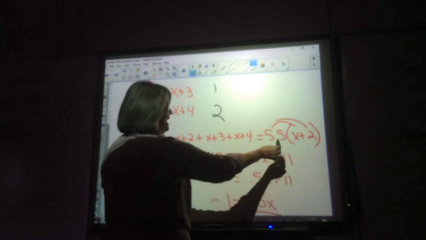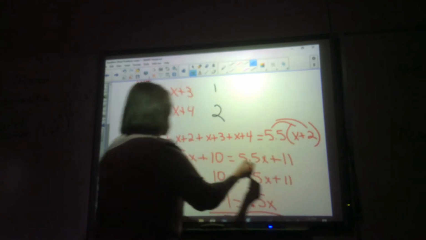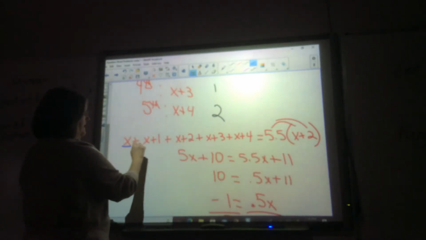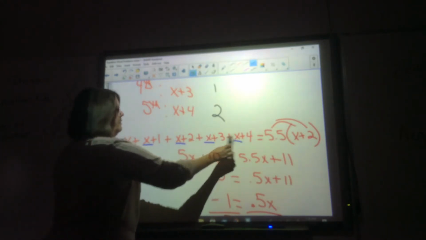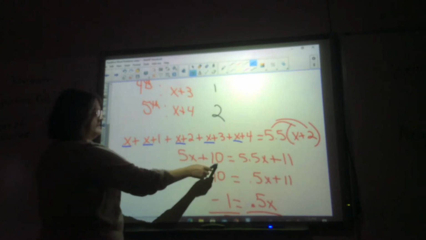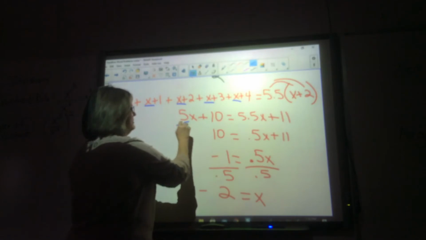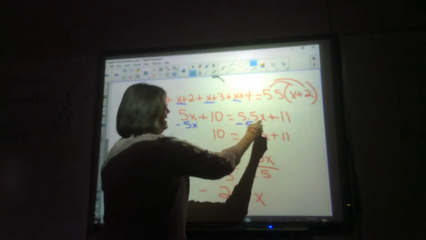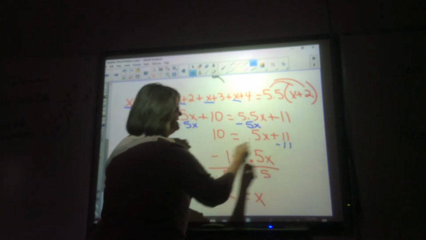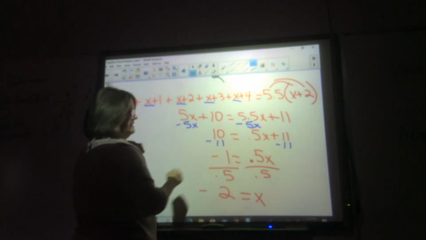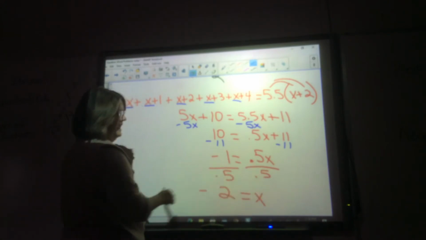So I'm going to do this side over here: 5.5x plus 5.5 times 2 is 11. Then on this side, I'm adding like terms. I've got 5x, and then 4 plus 3 plus 2 plus 1 is 10. Now I'm going to solve my equation. I'm going to subtract 5x and pull it over here. And when I do, I have 0.5x plus 11 equals 10. I'm going to subtract 11. 10 minus 11 is negative 1. And then I'm going to take negative 1 and divide it by 0.5, which gives me negative 2.